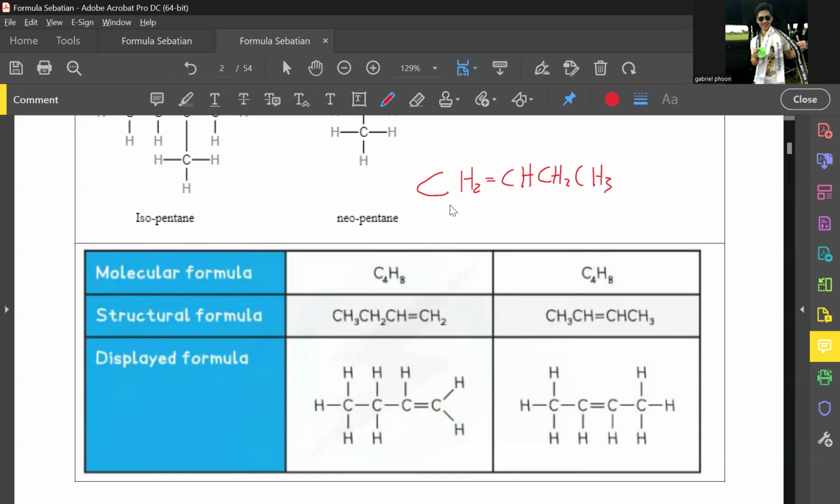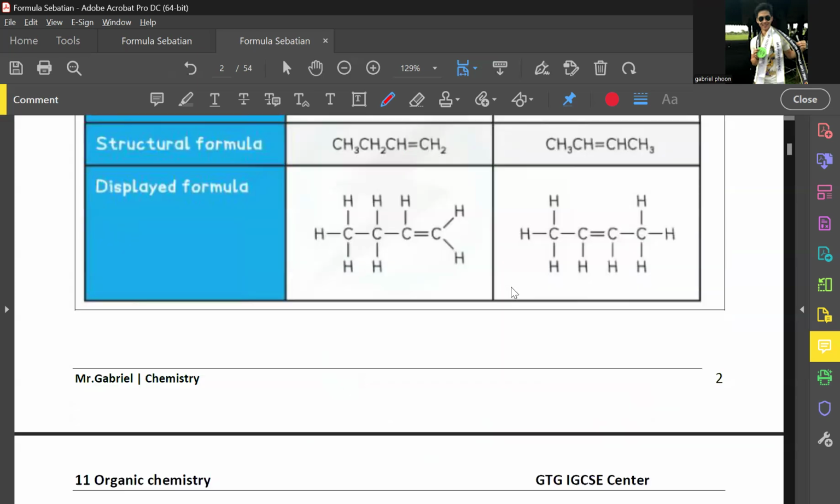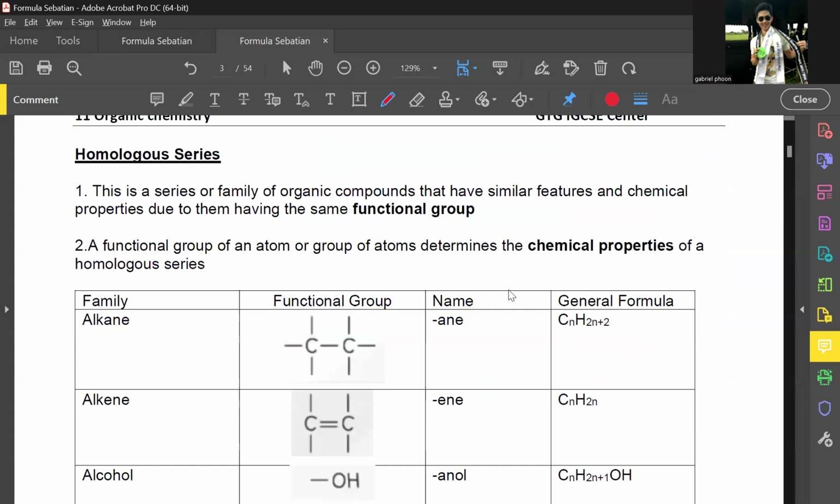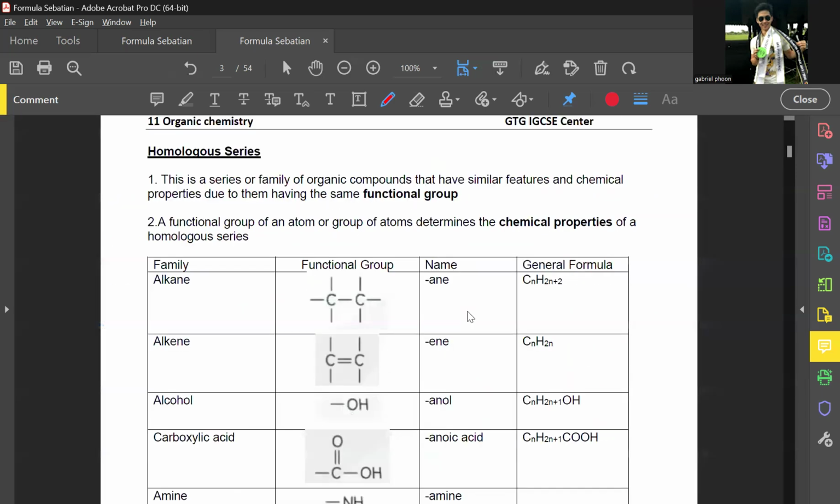Because we always take into account the first carbon, and then after that only we start counting. In this case here, this double bond is connected to the first carbon, and this double bond is also connected to the first carbon. They're the same thing. Remember, guys.